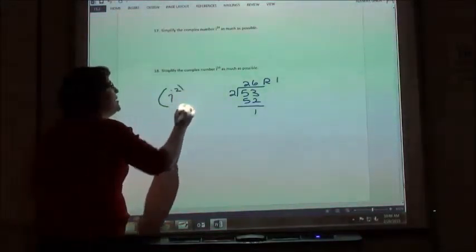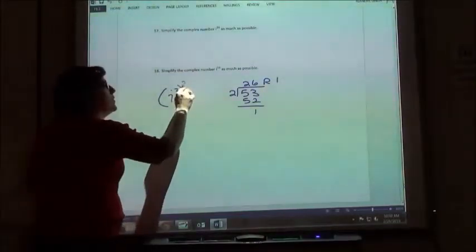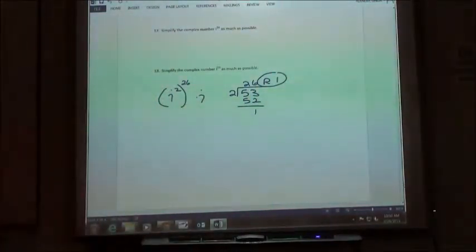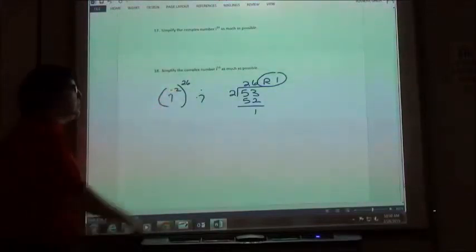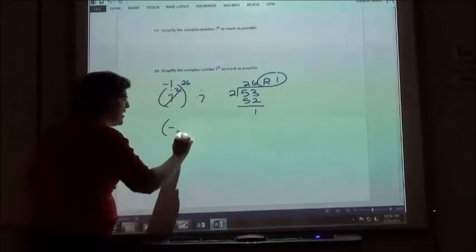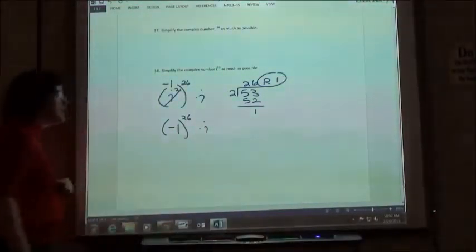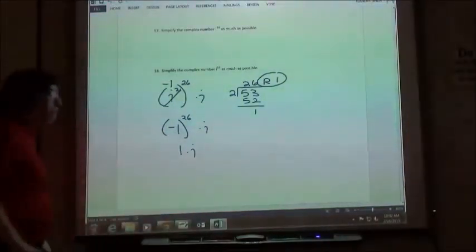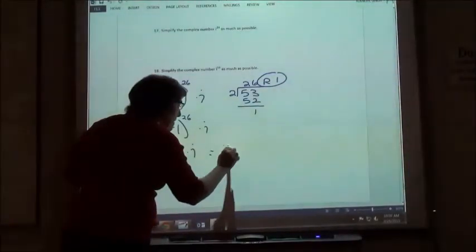So I'm going to write this as i squared to the 26th, but because I have this remainder of 1, I have to have that extra i on the end. Just like I did on the first one where I had that remainder of 1. We said i squared is going to be equal to -1. So we've got to do -1 to the 26th power times my extra i. What is -1 to the 26th power? It's 1, because all those negatives cancel out. So it's a positive 1 times i, and 1 times i would just give me i.